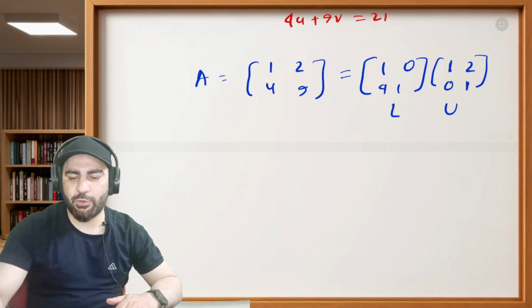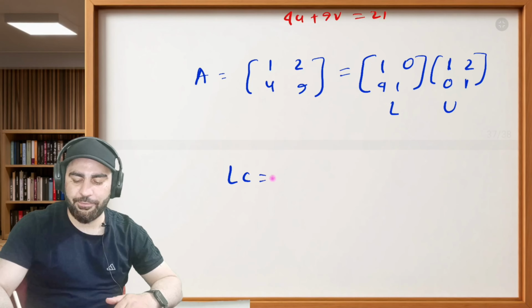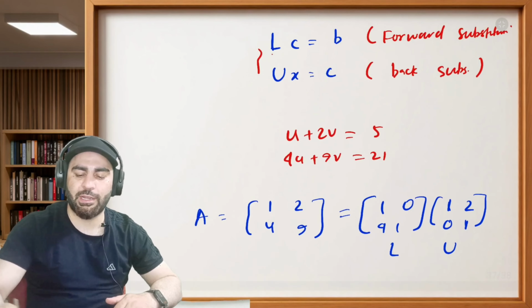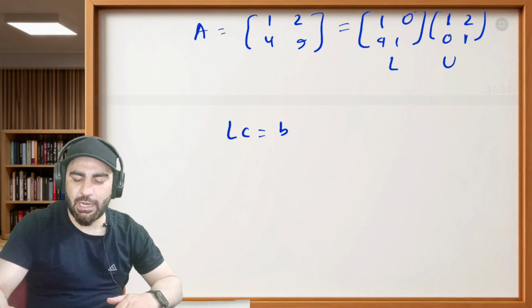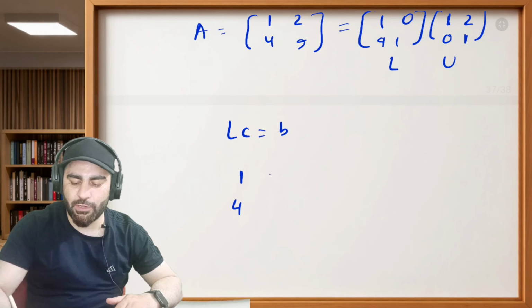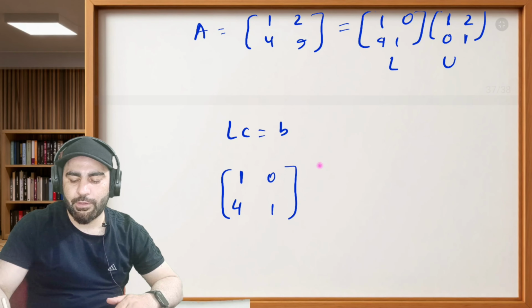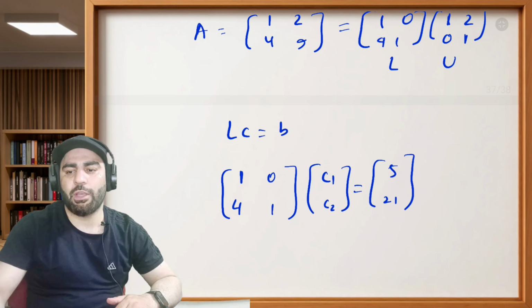Now you can solve LC is equal to B, and you can do it by forward substitution. So what is your L? Your L is the lower triangular matrix 1, 4, 0, 1, and then you have C1, C2, which will be equal to 5, 21. You can easily solve this.